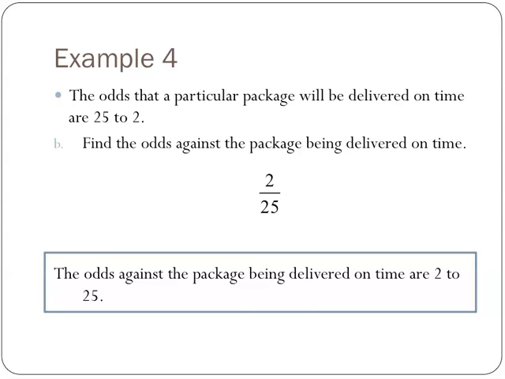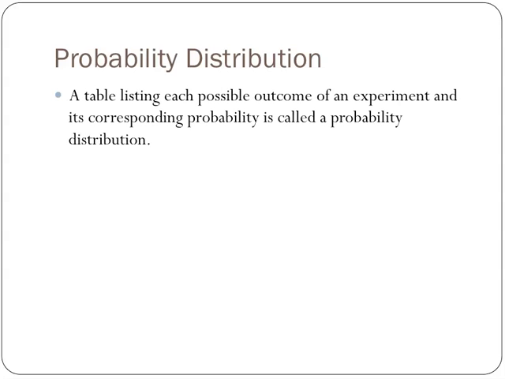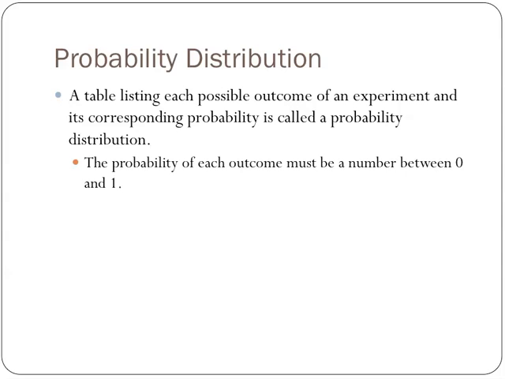Alright, the last thing we're going to talk about today is what we call probability distribution. So a probability distribution is simply a table that lists each possible outcome of your experiment, and the corresponding probability. Now, the probability of each outcome, because we are talking about probability, has to be between 0 and 1. Secondly, the sum of all the probabilities within your probability distribution, within your table, should add up to 1.